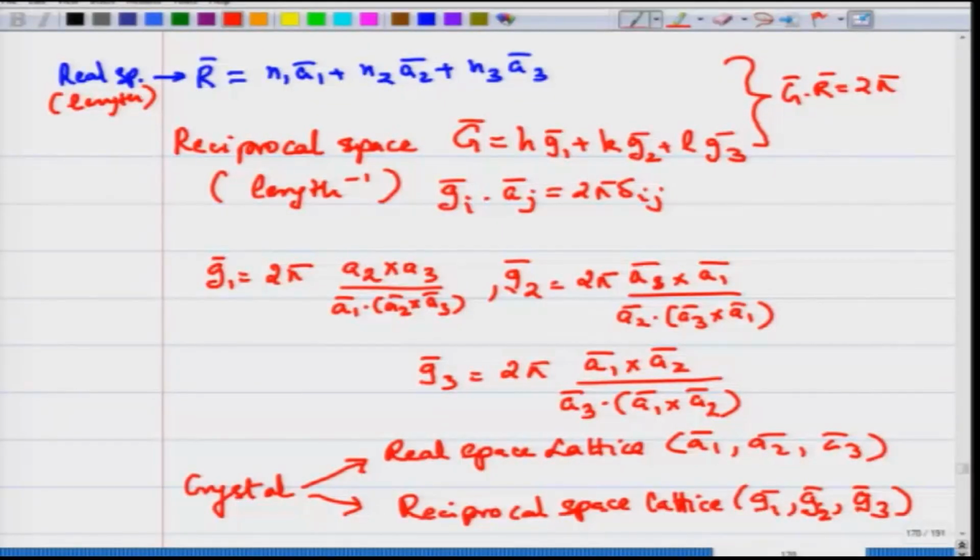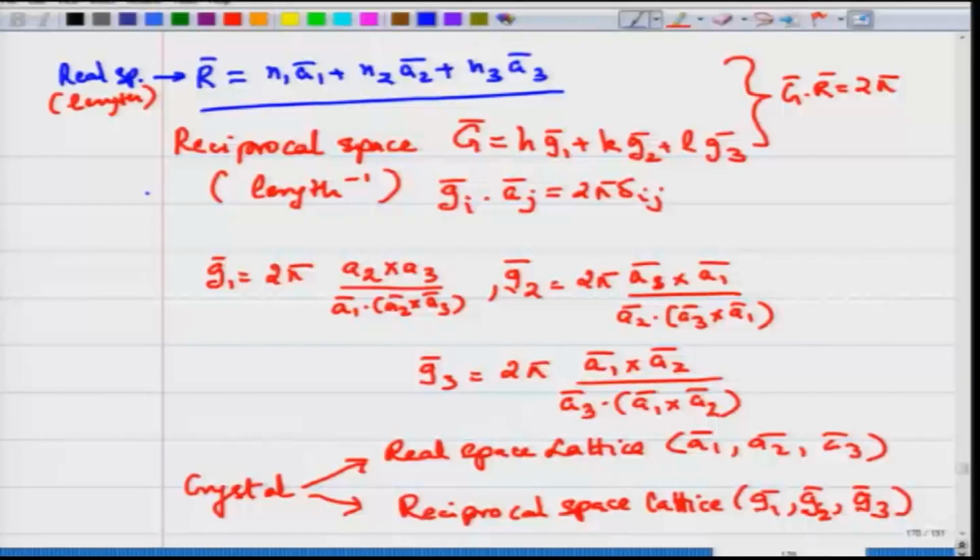So, in the last lecture we introduced the concept of a reciprocal lattice, where if you have a crystal, then from that crystal you can generate a Bravais lattice using your real space translation vector R, which is written as linear combinations of a1, a2 and a3. This is a real space translation vector. So, from your crystal you can generate your Bravais lattice in real space.